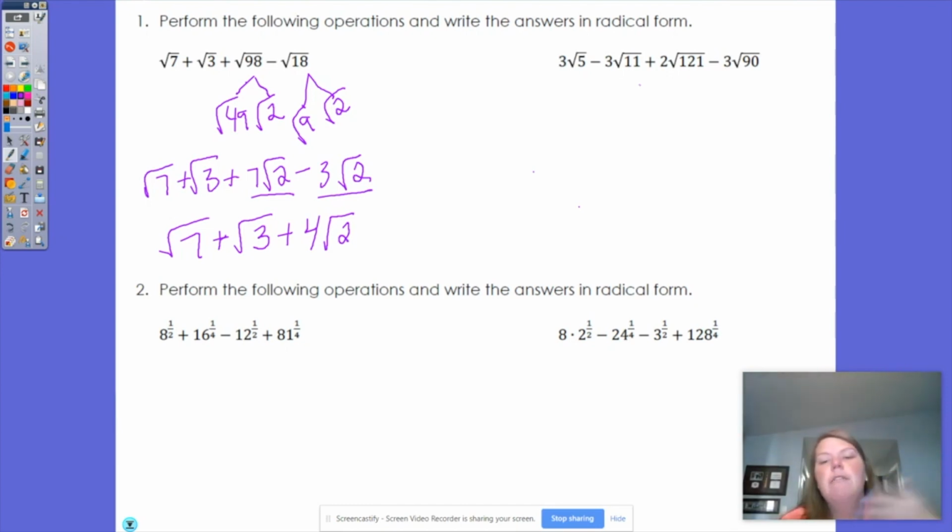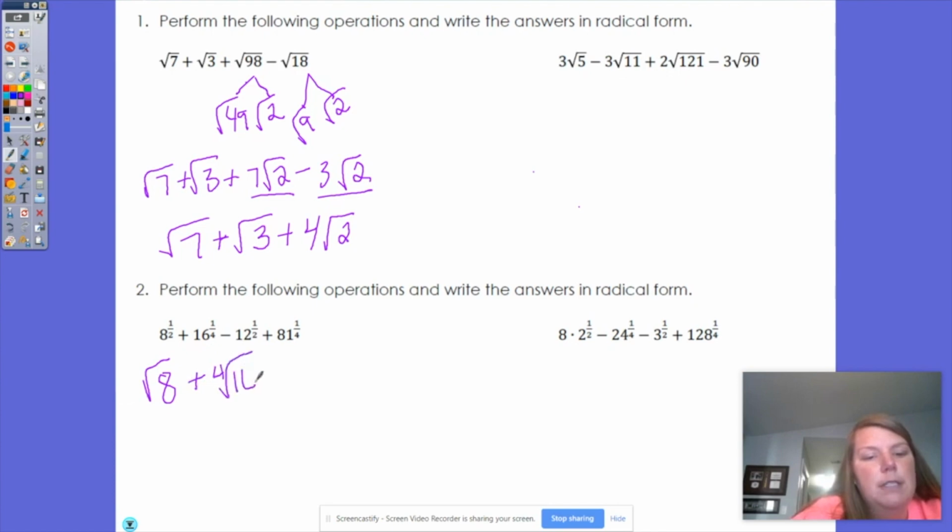Number 2 is pretty similar, except they're written as rational exponents. So the first thing I would do is rewrite these problems as radicals. So the first one, 8 to the 1/2 is the same thing as the square root of 8. 16 to the 1/4 is the same thing as the fourth root of 16 minus the square root of 12 plus the fourth root of 81. And I know it's the fourth root because it's raised to that 1/4 power.